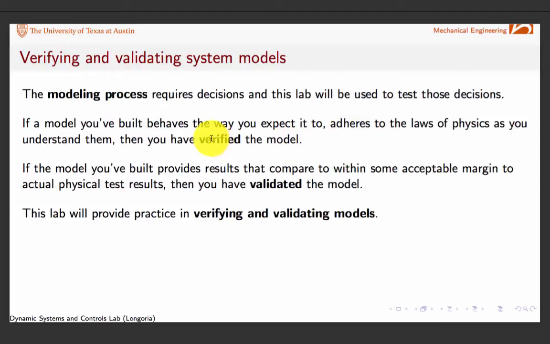We're going to say that we verified the model when we build the model, and it gives us answers that we expect to see, right? Whereas when we say we validate a model, it means that we've actually compared the results from using that model to physical tests. So a validated model obviously has a higher standard than a verified model. They're both useful in different ways. And in this lab, we're going to practice both of these.